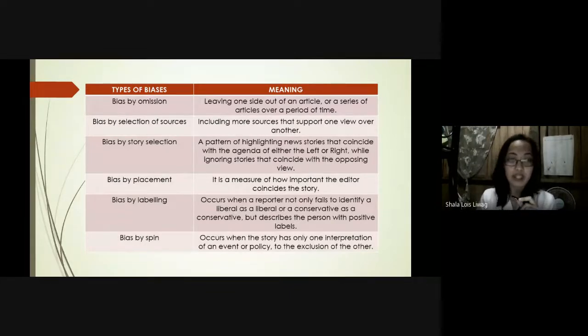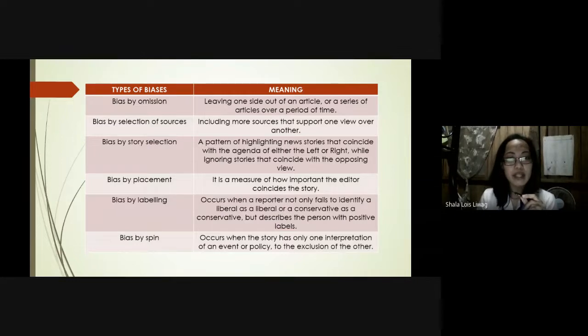Next, bias by labeling occurs when a reporter not only fails to identify a liberal as a liberal or a conservative as a conservative, but describes the person with positive labels. By putting labels on people or groups, opinions about those people or groups change depending on whether the labels are positive or negative.